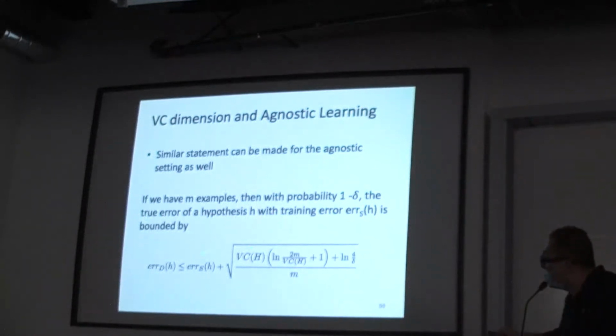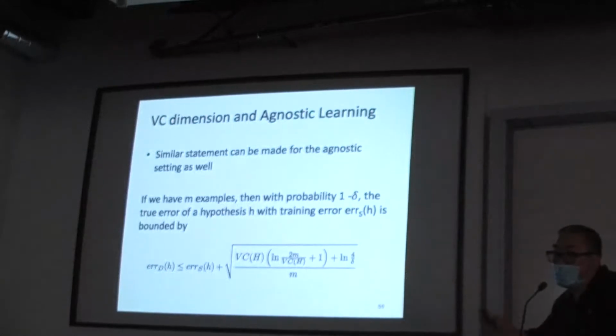Similarly, if you can maintain the same training error, but at the same time reduce the complexity of your hypothesis space, meaning that you're reducing the VC dimension, you can reduce this term. And then you reduce the bound of the true error, so you expect to improve the generalization performance.